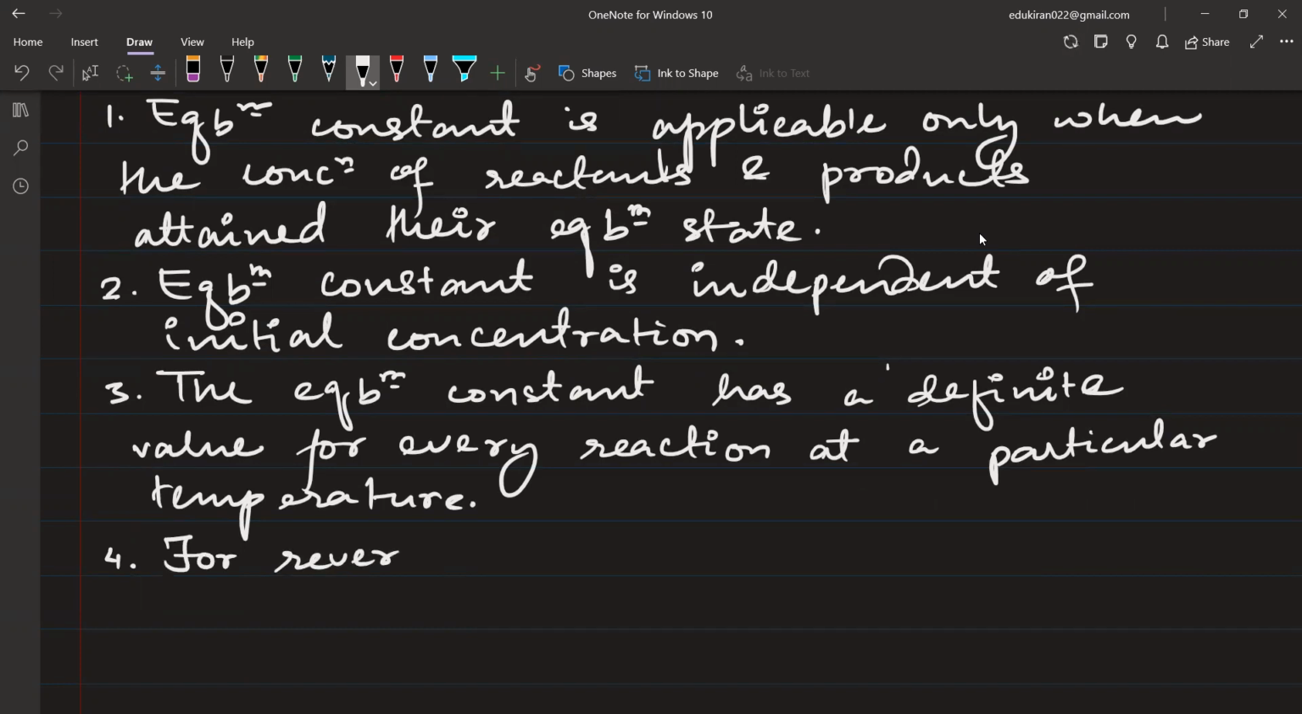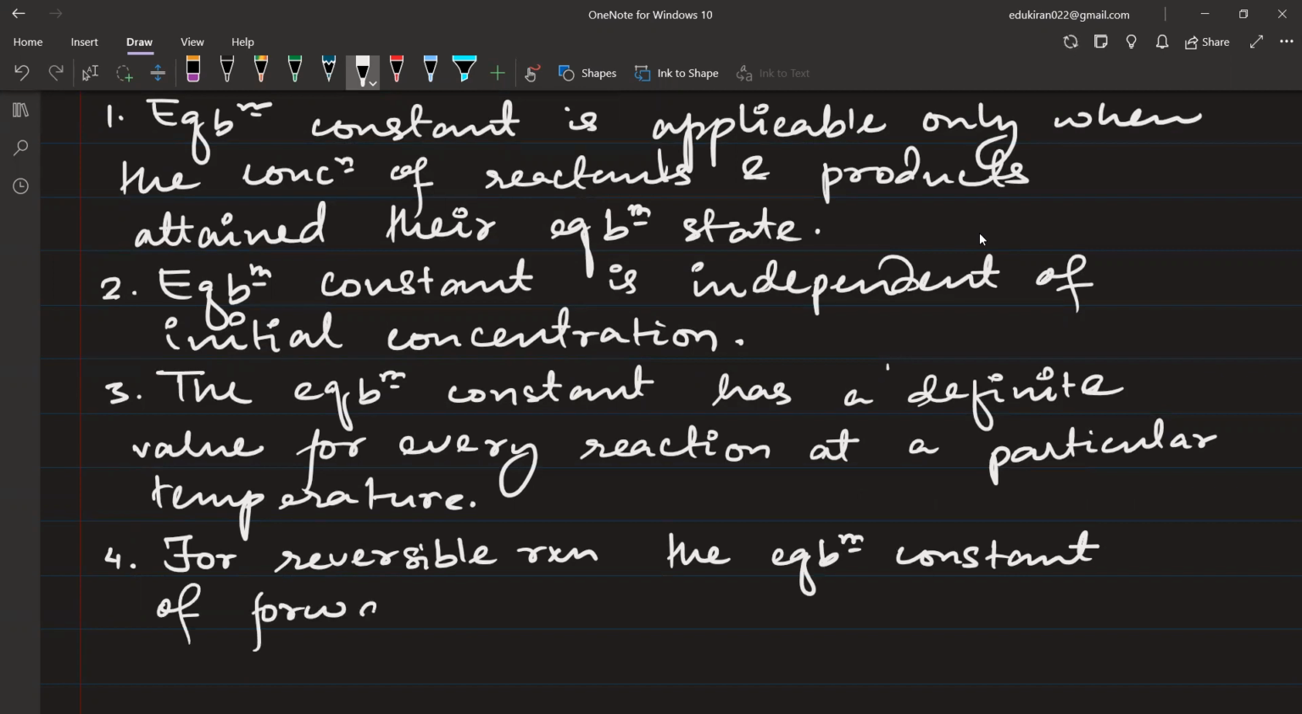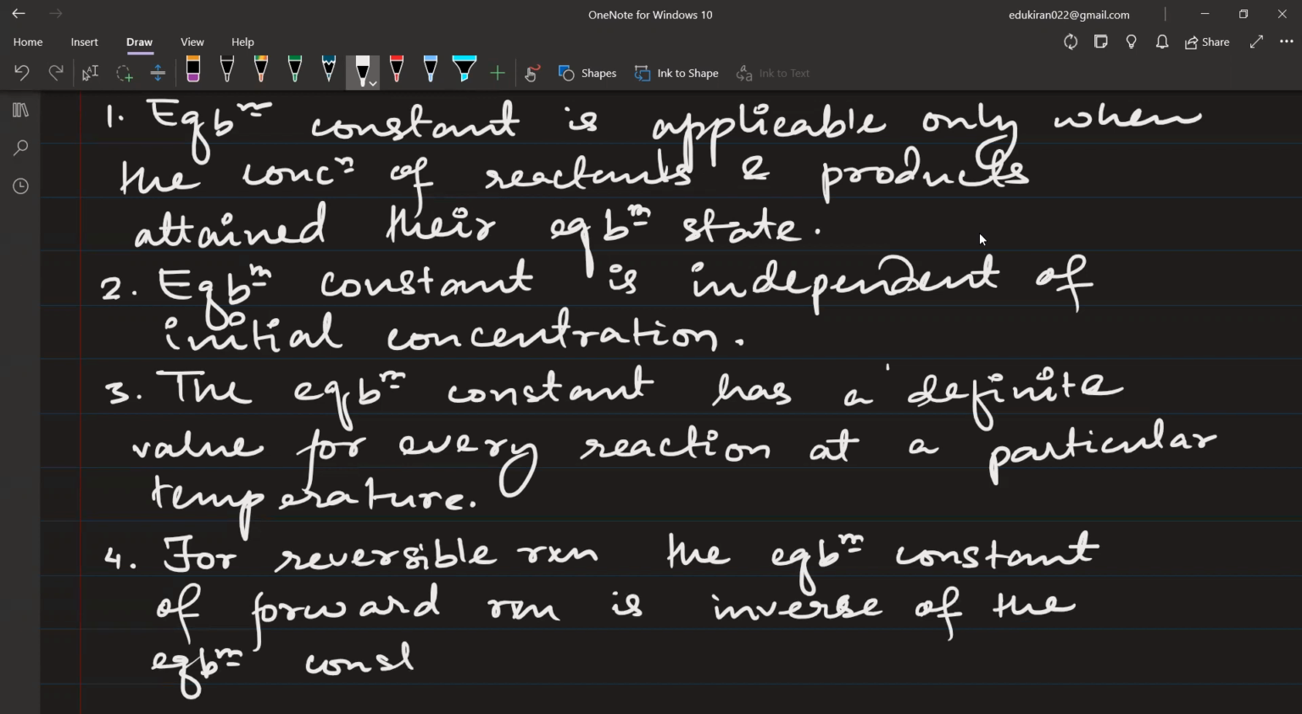For reversible reaction, the equilibrium constant of forward reaction is inverse of the equilibrium constant of backward reaction.